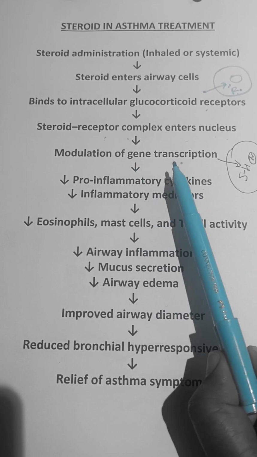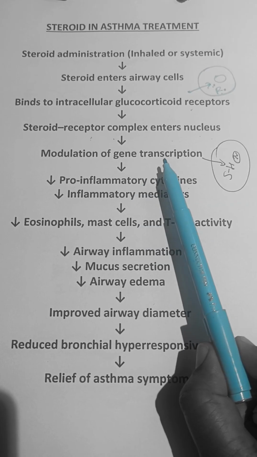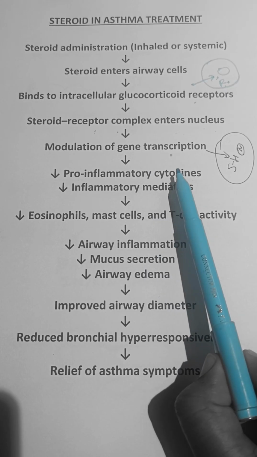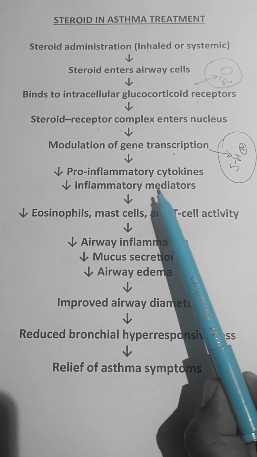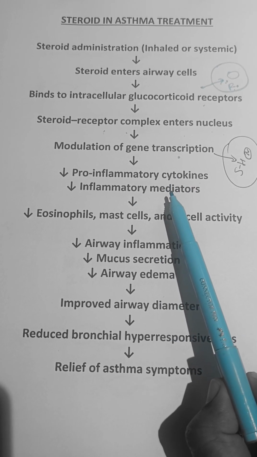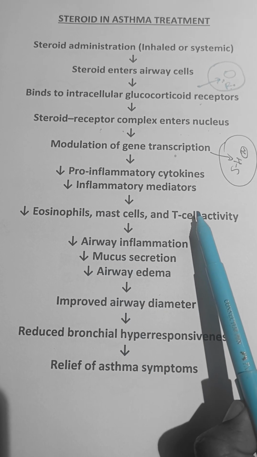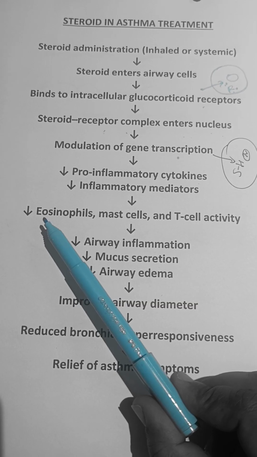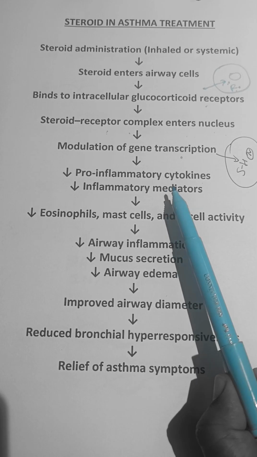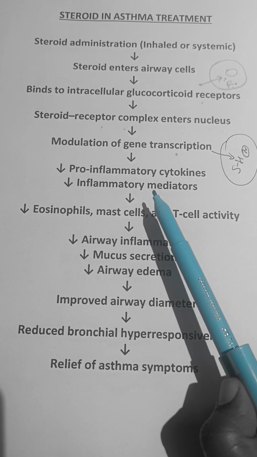There is a modulation of gene transcription, meaning some of the genes are turned on and some of the genes are turned off. So what exactly happens is there are reduced pro-inflammatory cytokines or reduced inflammatory mediators, meaning cytokines are not released and the inflammatory mediators are not released. So the eosinophils, mast cells and T cell activity reduces in the airway epithelium. Usually the cytokines and the inflammatory mediators are the ones which call all these inflammatory cells into the airway epithelium, and there is a hyper-responsiveness in the airway.